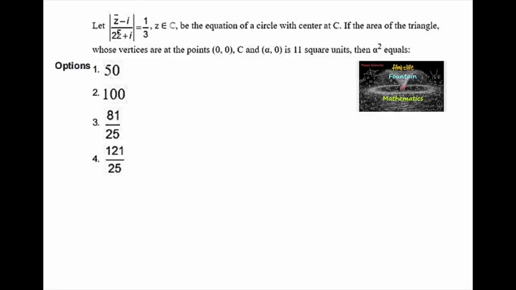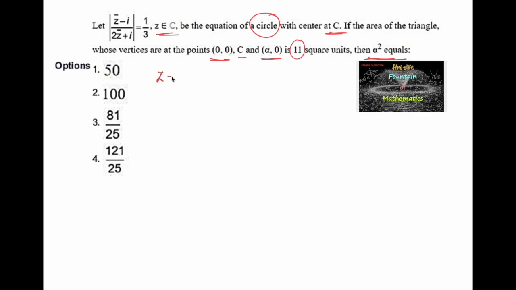Given that modulus of z bar minus i upon 2 times z bar plus i is equal to 1 by 3, where z is a complex number, be the equation of a circle with center at C. If the area of the triangle whose vertices are 0, 0, C and alpha, 0 is 11 square units, then we need to find the value of alpha square.